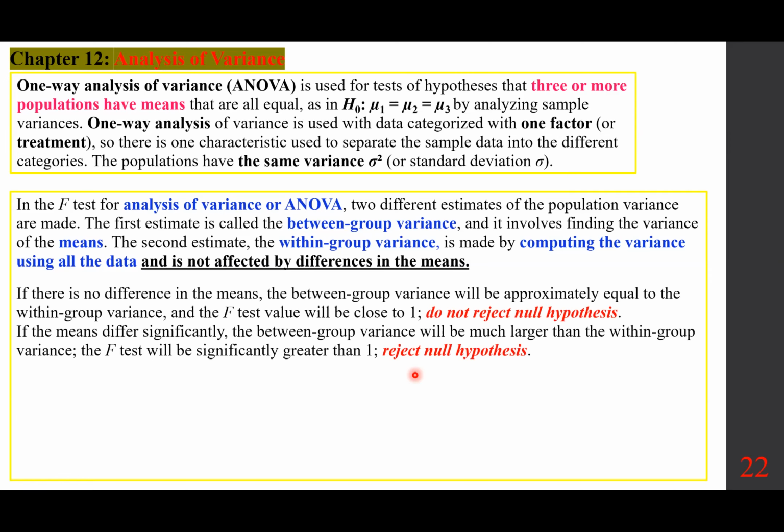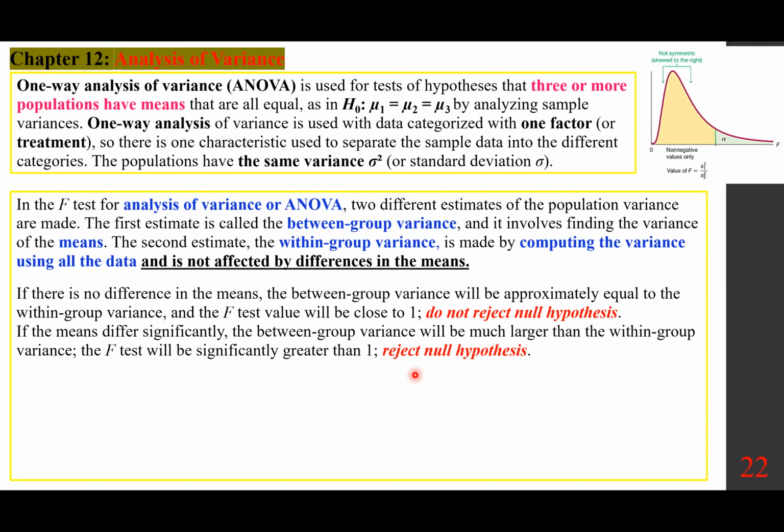If there is no difference in the means, the between group variance will be approximately equal to the within group variance, and the F test value will be close to 1. Do not reject the null hypothesis. If the means differ significantly, the between group variance will be much larger than the within group variance. The F test will be significantly greater than 1. Reject the null hypothesis.